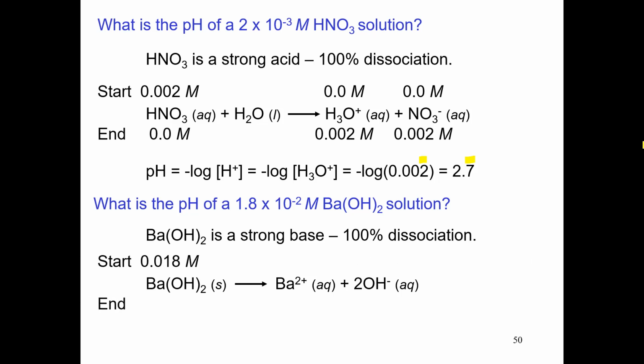So we're going to start with 0.018 molar. And of course, initially, there's no extra ions in there. At the end of the process, all of the barium hydroxide has dissociated. There's none left. So we would have 0.018 molar of barium ions. But be careful, we get 2 hydroxide units per formula unit. So the concentration of hydroxide ions would be 0.036. In other words, 2 times 0.018.